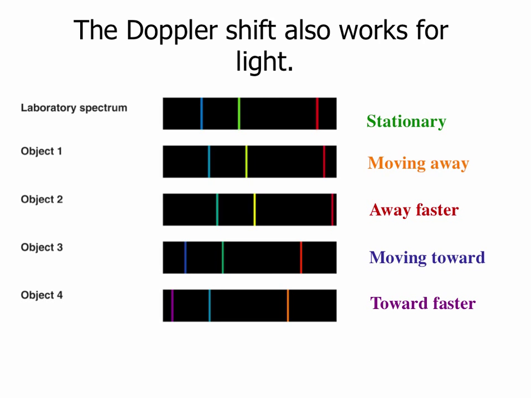So the Doppler shift also works on light. Let's assume that we have an object giving an emission spectrum. On the top, we see that object as it would appear in a laboratory. In other words, it's not moving. And we see 3 wavelengths of light coming out of this particular object. We see red, we see green, we see blue.